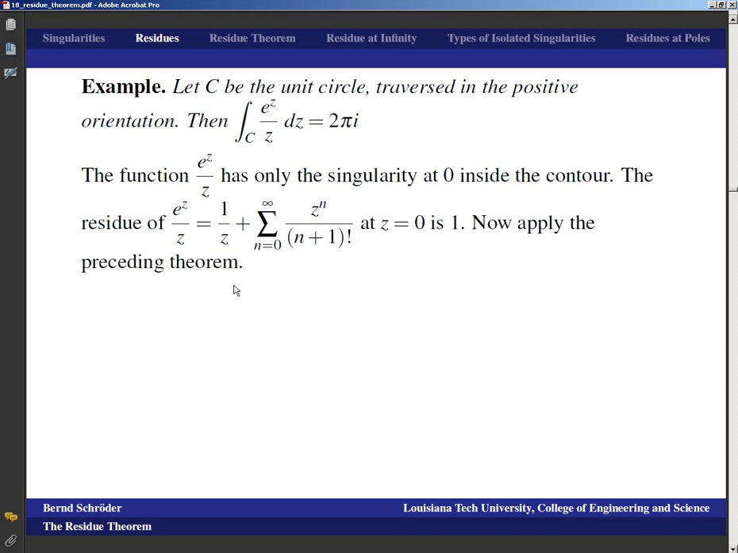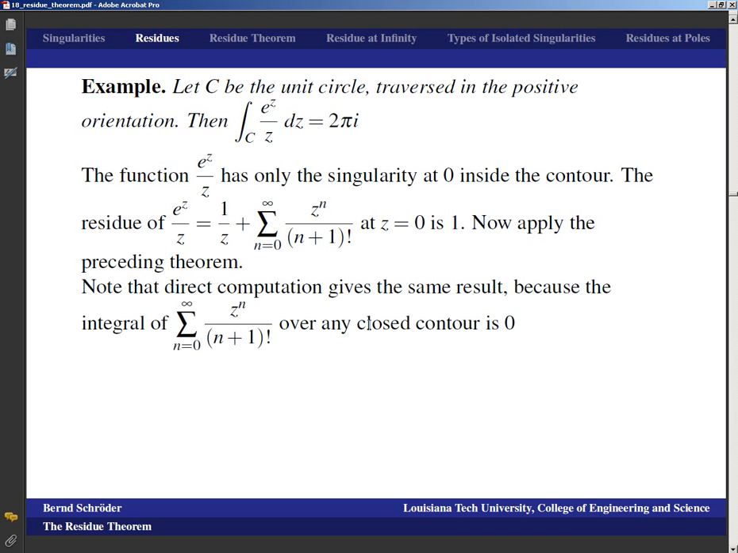And that means if we apply the preceding theorem, we get that the integral has got to be 2 pi i. The direct computation, notice, would give us the same result, because the integral of this power series part over any closed contour is 0, and the integral of 1 over z dz over the closed unit circle is the integral from 0 to 2 pi of 1 over e^(i theta) times i e^(i theta) d theta, and that's just 2 pi i after canceling the e^(i theta)s.